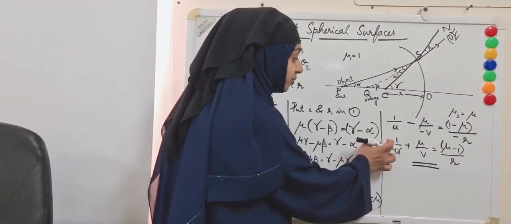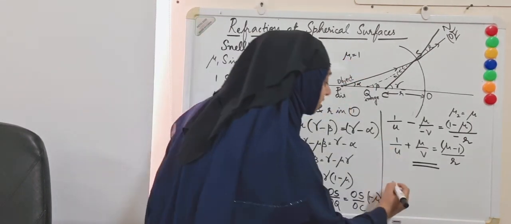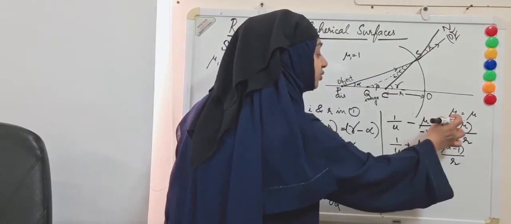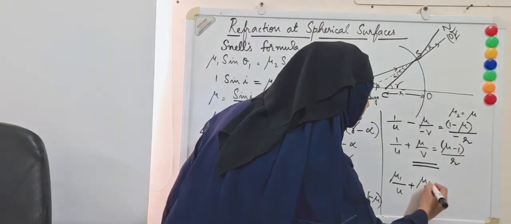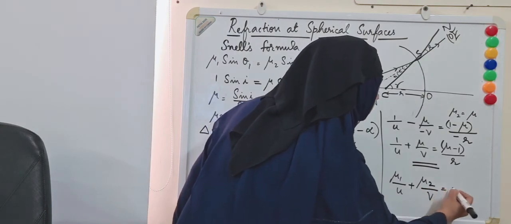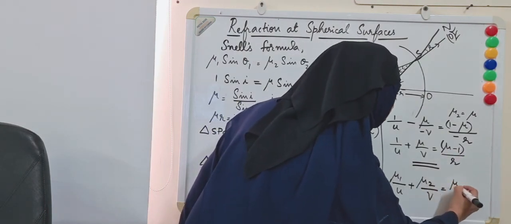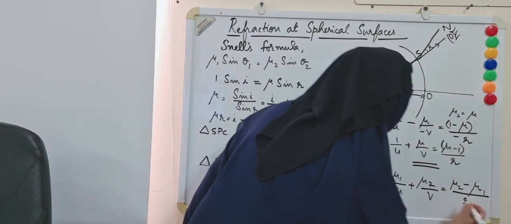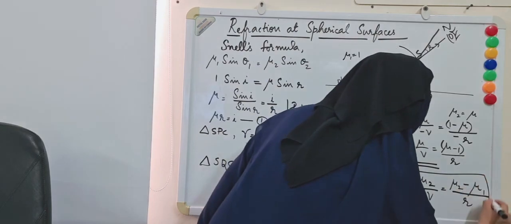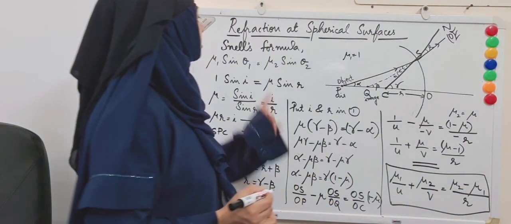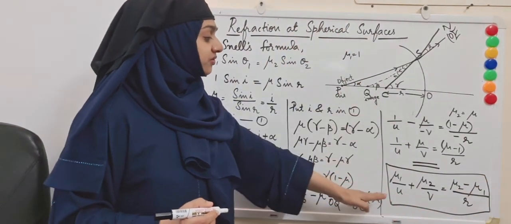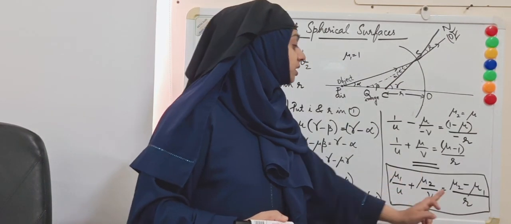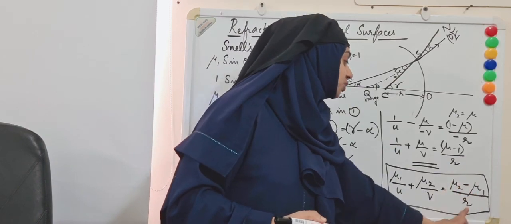So instead of 1, I write as mu1 by u plus, instead of mu, if I write mu2 by v is equal to, instead of mu minus 1, mu2 minus mu1 divided by R. So this is the general equation for refraction at spherical surfaces, that is mu1 by u plus mu2 by v is equal to mu2 minus mu1 by R.